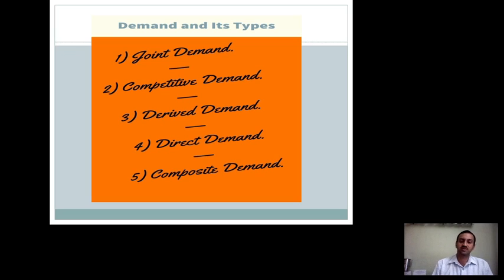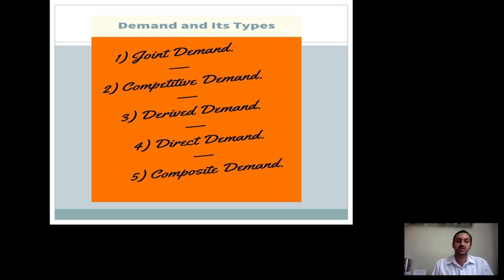In previous class, we saw the various types of demands. That was joint demand, wherein two products are jointly demanded, for example shoes and socks. Competitive demand, wherein the demand of one product will reduce the demand of another product, that is, both the products are competitive. For example, demand for mutton will reduce the demand for chicken. These both are competitive demands.